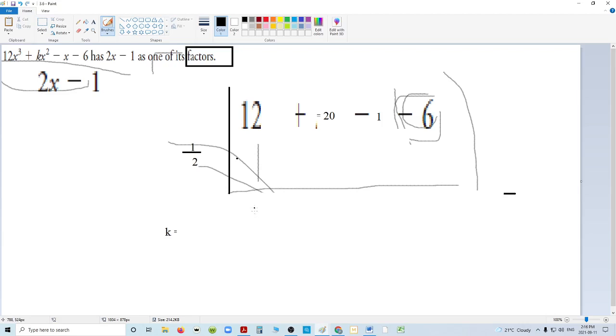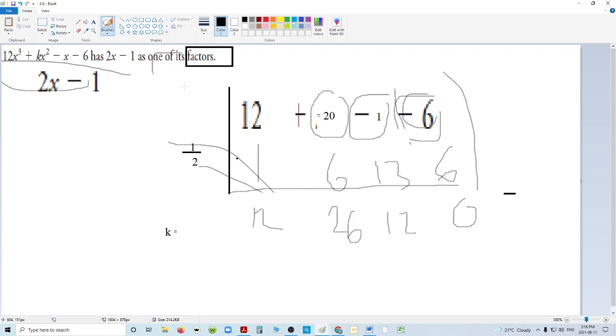So this means 12 comes down. Half times 12 is 6. 20 plus 6 is 26. Half times the 26 is 13. 13 plus 11 minus 1 is 12. Half of 12 is positive 6, and when I add those, it's 0. Which means, in this equation right here, that is 20.